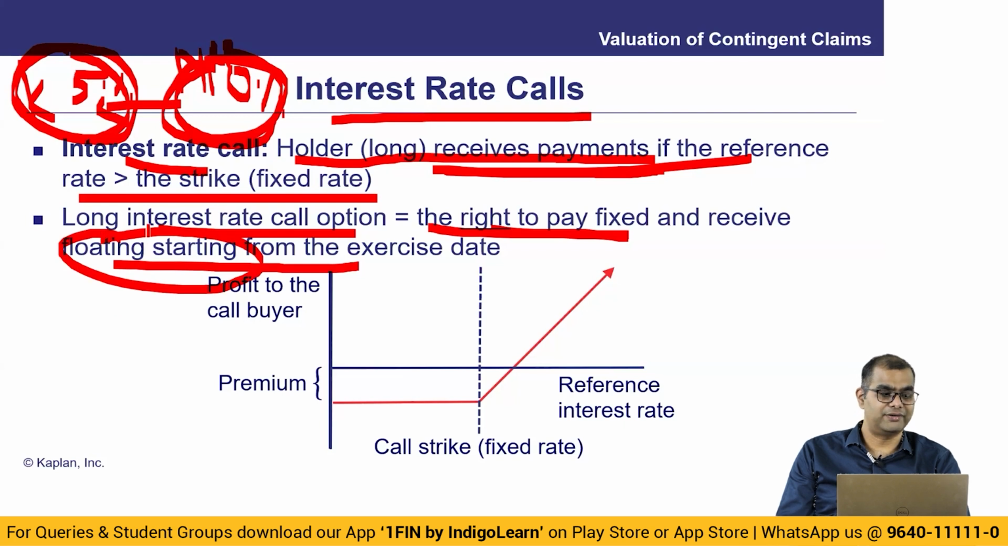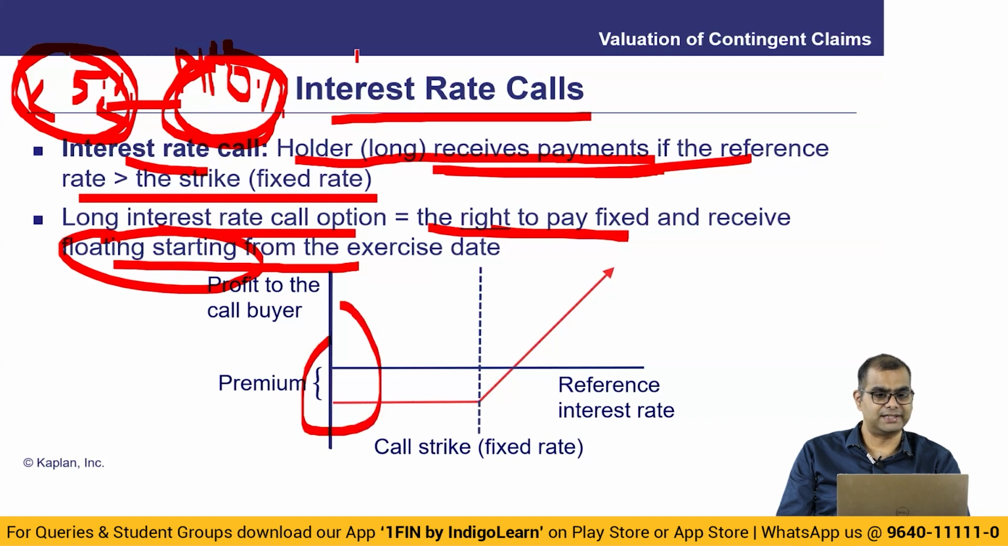Okay, so what is the difference between an FRA and an interest rate call? In an FRA, you can make a profit or a loss. In an interest rate call, you will make only profit. You will pay a premium, but you will never make a loss.